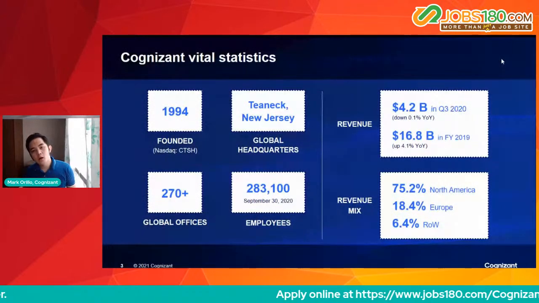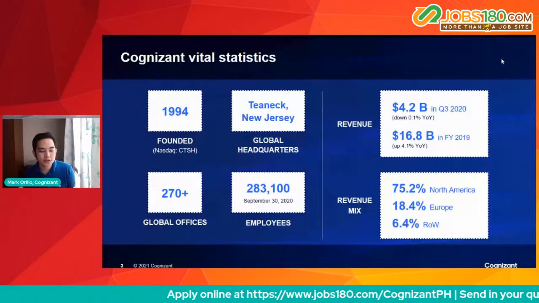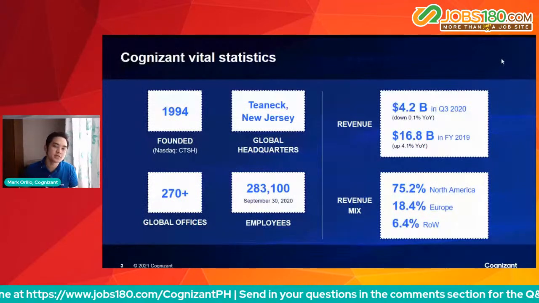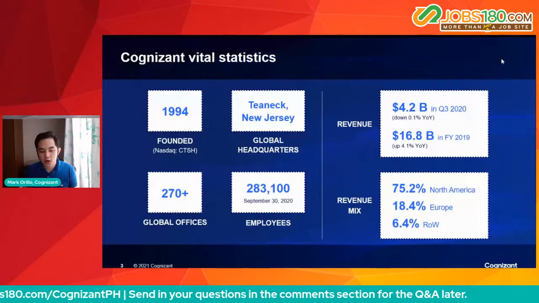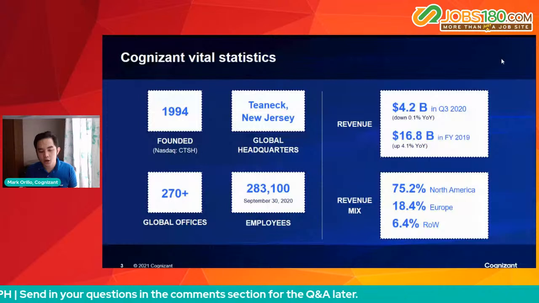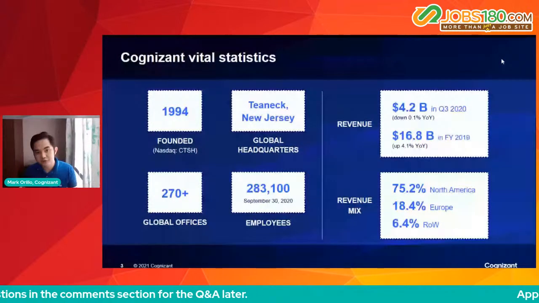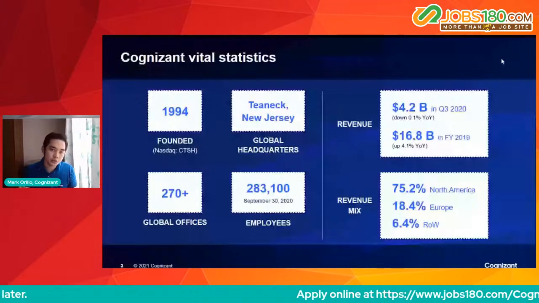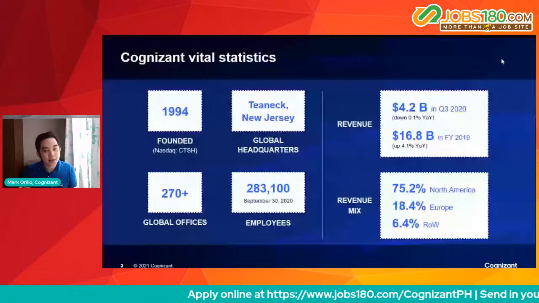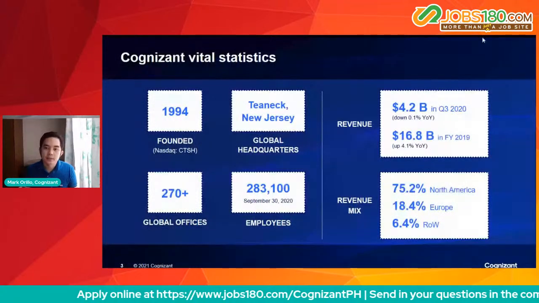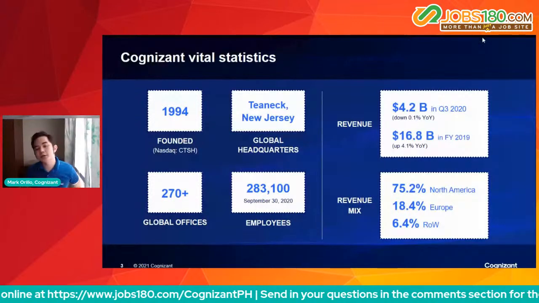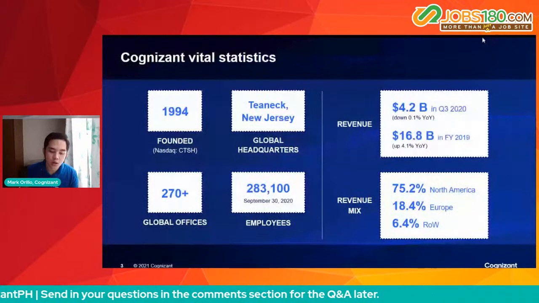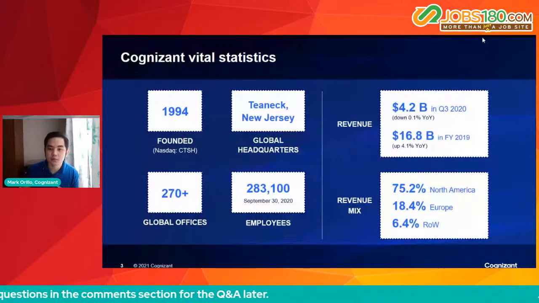We also support our clients using different languages. We hire Arabic, Korean, Japanese, and Mandarin speakers. So if you know someone, a friend or relative, who can speak another language and knows how to read or write it, they can apply to Cognizant. Also, despite the global pandemic situation, we were able to increase our revenue by 4% year over year.